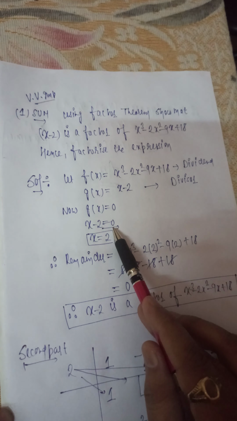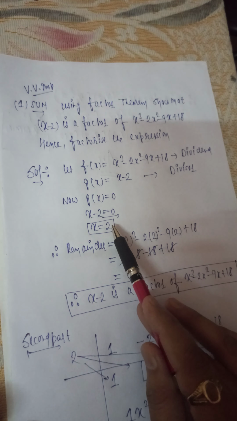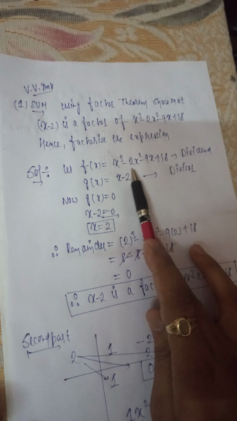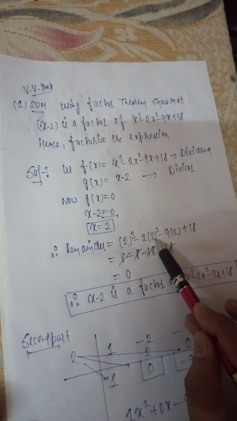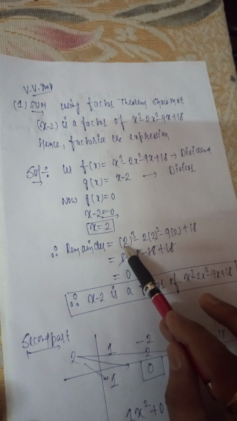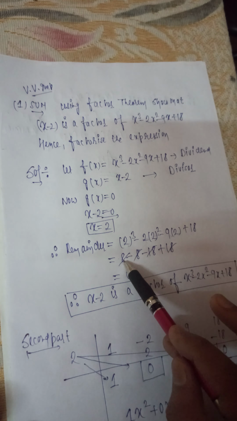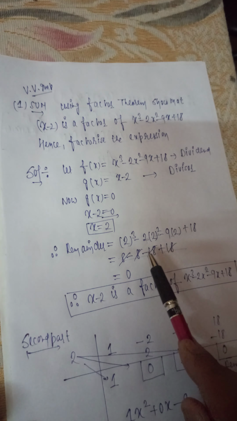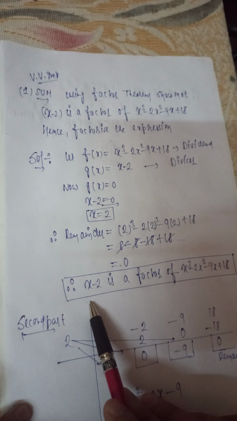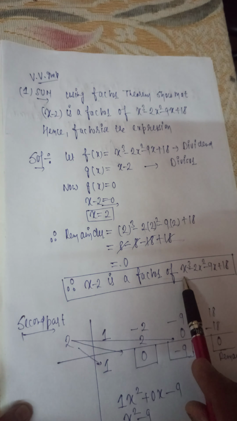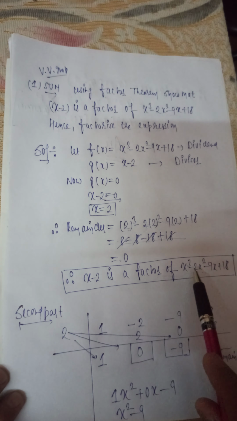So the first step is to write g(x) equal to 0. From this find the value of x. After shifting, the value of x is 2. Then put this value of x in the dividend. So here you put x as 2, then 2, then 2. The cube of 2 is 8, the square of 2 is 4, multiplied by 2 is 8, and after simplification you will get 0. If the remainder is 0, then we can say x minus 2 is a factor of x cube minus 2x square minus 9x plus 18. So this is our first part.